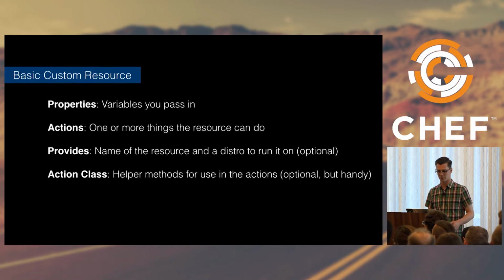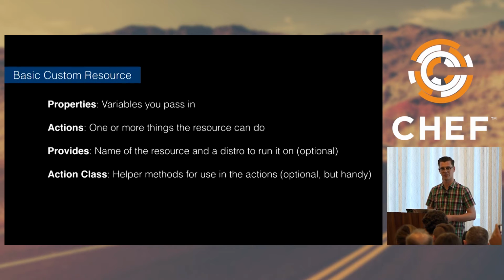So at its most basic, a custom resource is properties and actions. Properties are variables you pass in, and actions are what you want to do. So if we have Tomcat install, our action is install. If we have service, it's stop, enable, whatever. But the thing that is really cool, I think, in custom resources is provides in the action class. So provides allows us to name the resource something that it isn't on disk. That might seem kind of weird, but I'll show you why it's cool later.